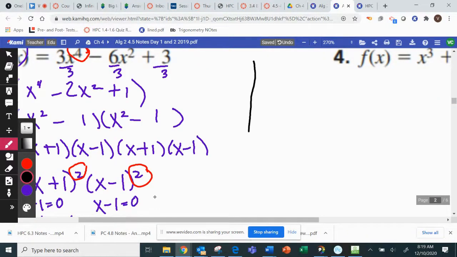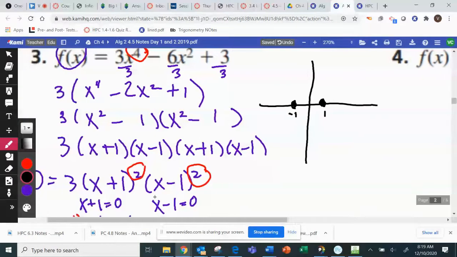So this is a sketch. It's not going to be super accurate. I do know that at x equals -1 and at x equals +1, we've got x-intercepts because those are my zeros. Those are my solutions. So I know for sure that that is happening.